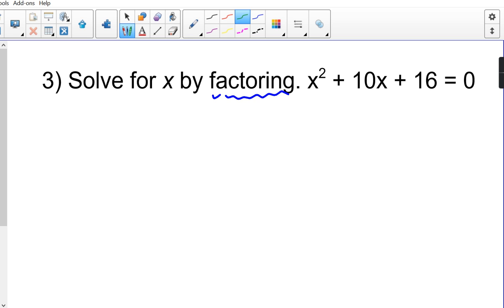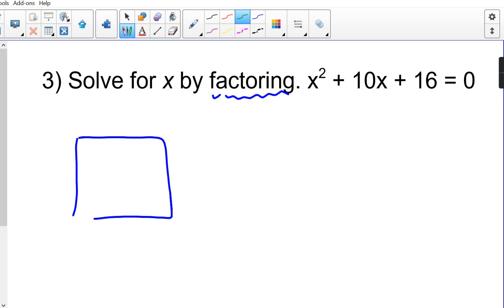Because when we have two factors multiplied to equal 0, we know we could set each factor equal to 0, right? Because of our zero product rule, two things multiplied to equal 0, one of them must have been 0. So we're going to take this equation, x squared plus 10x plus 16, and we're going to factor.